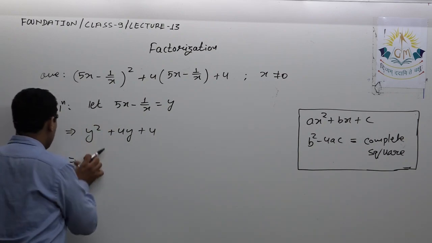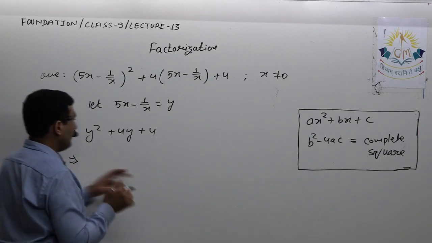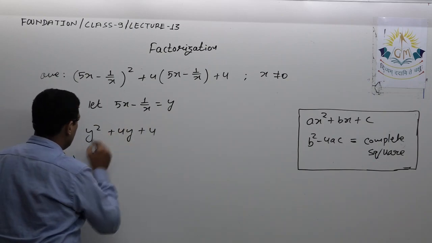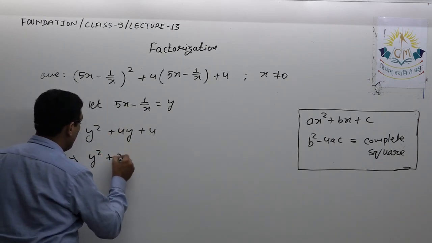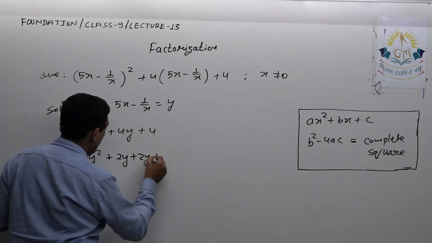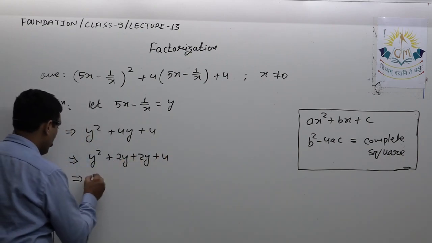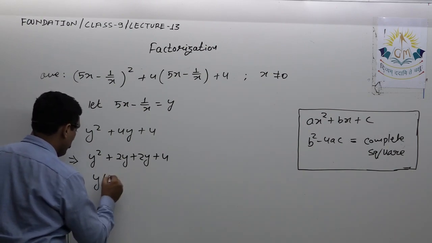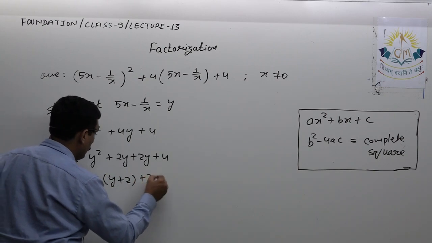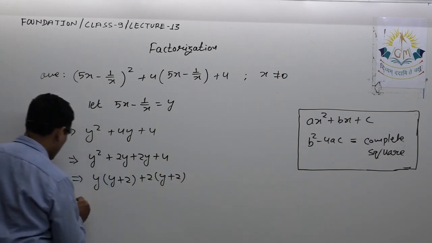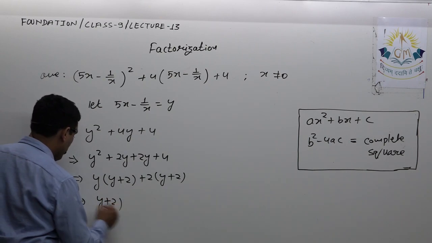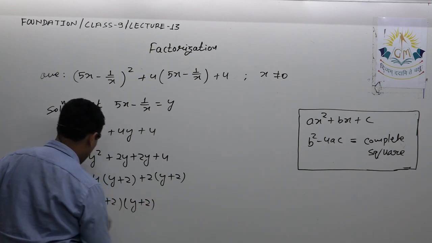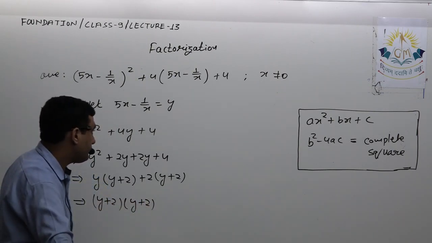Again I can check whether it is possible to factorize further or not with the help of this method, but here I am easily able to see the factors. So here I can write y square plus 2y plus 2y plus 4. I am taking y common from the first two, so y plus 2. Again I will take 2 common, so y plus 2. So ultimately I will get (y plus 2) into (y plus 2), so here it is actually y plus 2 whole square.